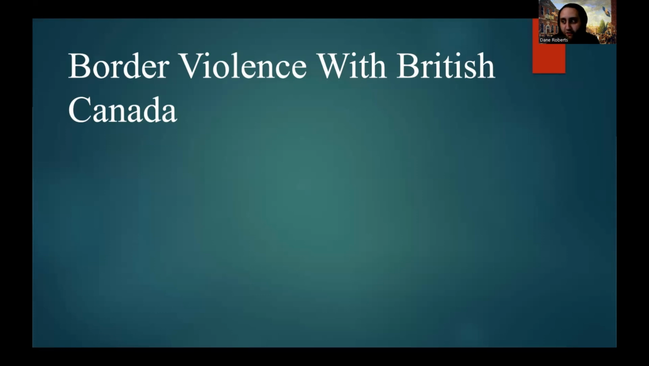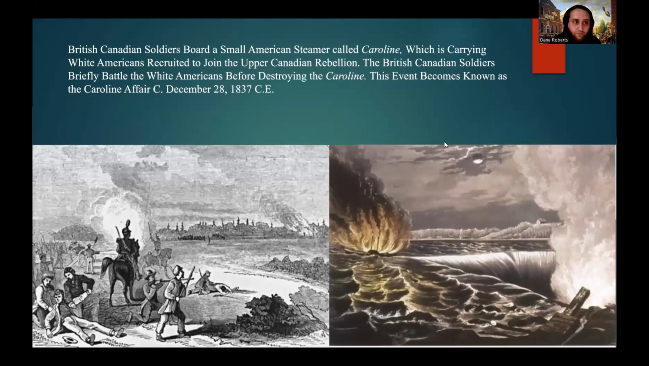Another very large event that is not very well known to have happened in United States history, let alone in the Van Buren presidency, was an increase in border violence with British Canada and the United States, which started when British Canadian soldiers boarded a small American steamer called Caroline, which was carrying white Americans recruited to join the Upper Canadian Rebellion. The British Canadian soldiers would briefly battle the white Americans, but before destroying the Caroline, with this event becoming known as the Caroline Affair, and this event specifically happening on December 28, 1837 CE.